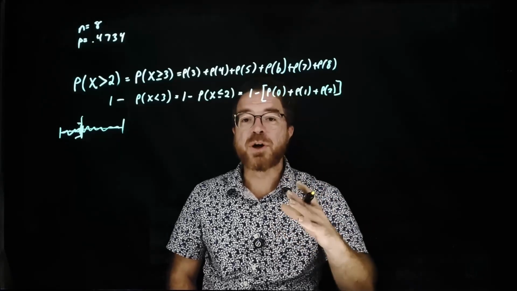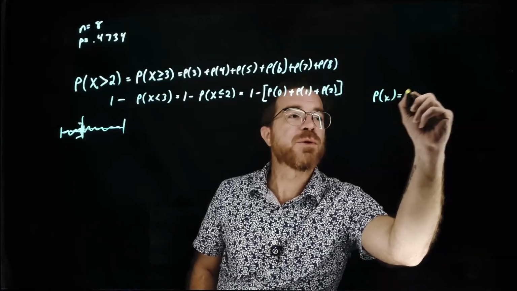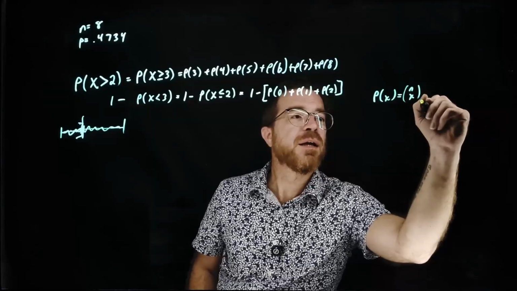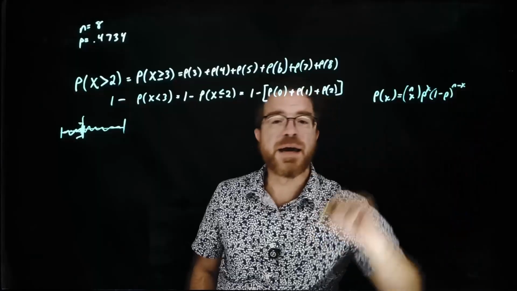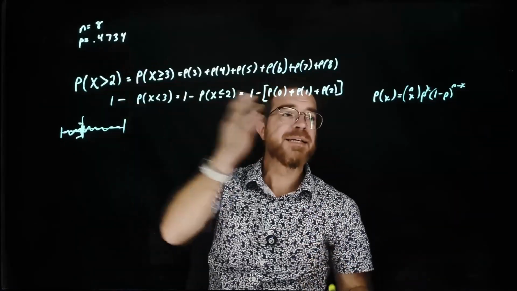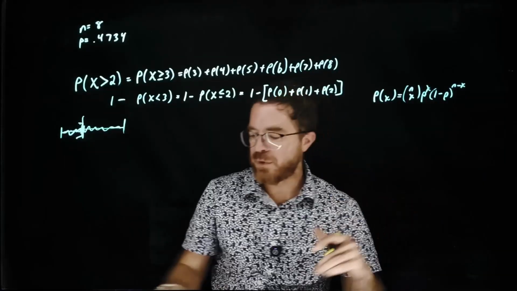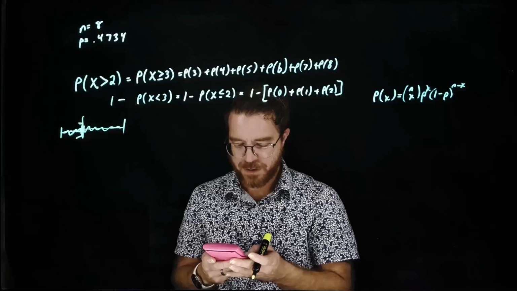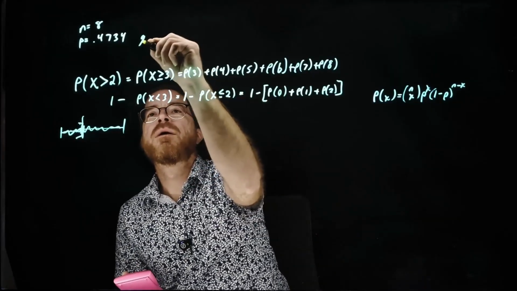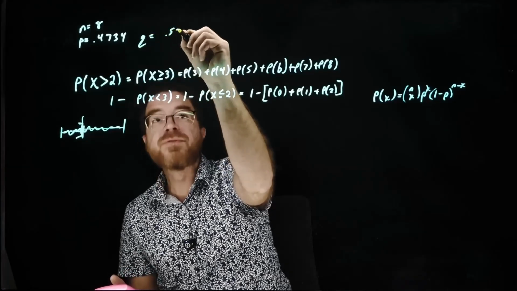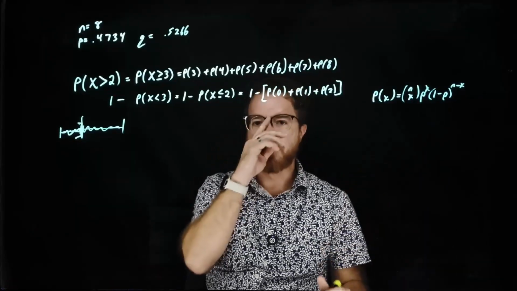So what we're going to be doing for this is using our binomial probability, which is going to be, if I have the probability of x, n choose x, p to the x, 1 minus p to the n minus x. So in this case, n is 8, p is 0.4734. My probability of failure is 1 minus that, which is going to be 0.5266. And then my x is going to be from these probabilities.